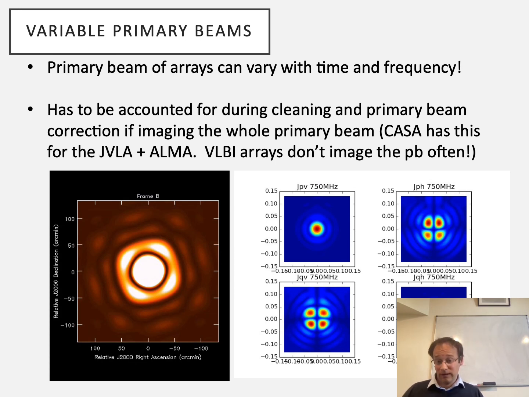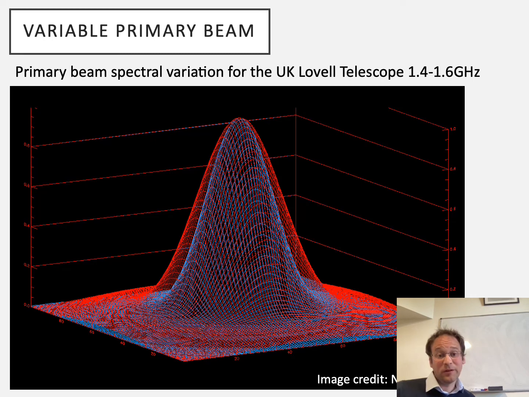Of course, the primary beam response of the telescope can also change over time, so holographic measurements need to be taken on a reasonably regular basis to make sure that's captured properly. Here's an example of the primary beam spectral variation from the UK Lovell telescope across the 1.4 to 1.6 gigahertz band, and you can see that obviously it scales as lambda over D, so you're seeing quite a significant variation in the field of view with frequency. That needs to be taken into consideration when, for example, doing multi-frequency synthesis, accounting for the fact that your primary beam correction could change as a function of frequency.